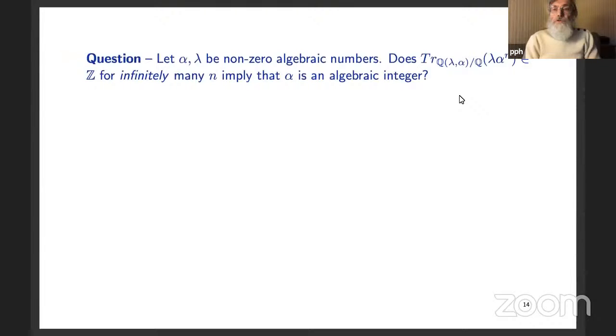So now we come to the subject I want to talk on. We take alpha and lambda, two non-zero algebraic numbers, and now wonder what happens if the trace of lambda alpha to the n is in Z for infinitely many n. Does it imply that alpha is an algebraic integer?